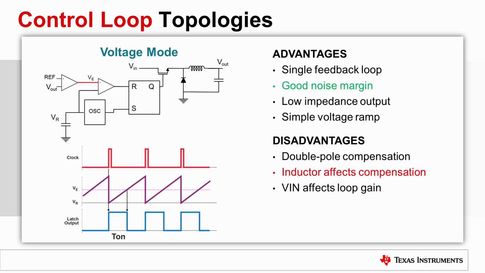To summarize, voltage mode control is a widely used control scheme for power supply design. It has extremely good noise margin and a single feedback loop. However, the compensating task is less than trivial.